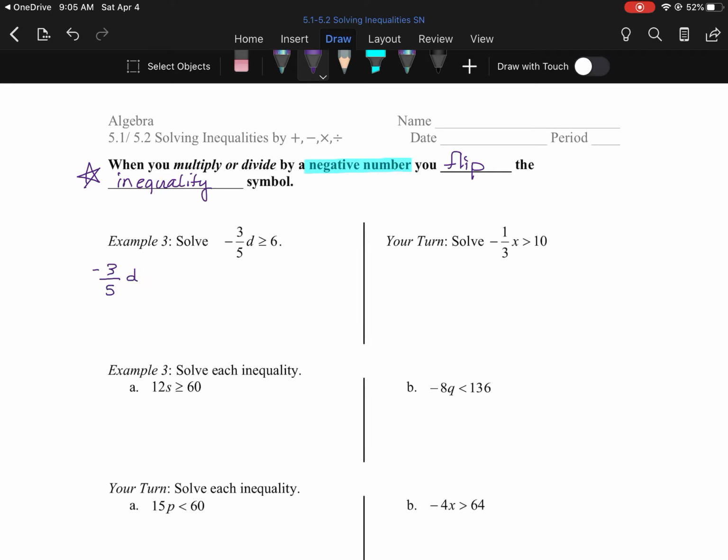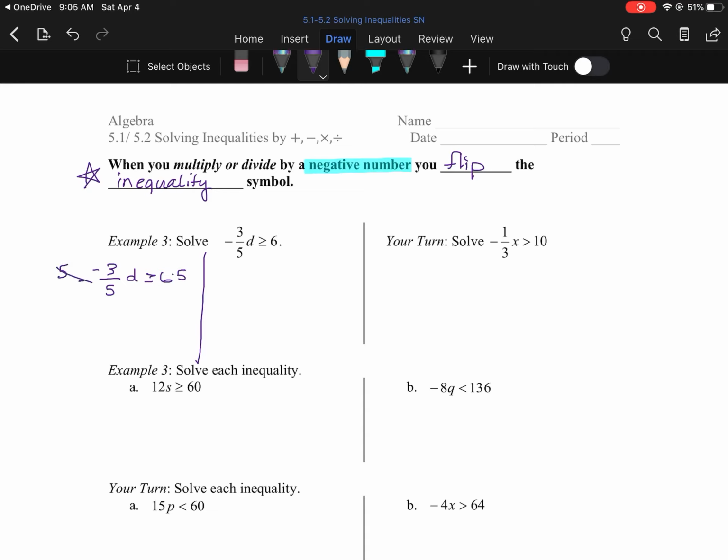So example 3, we have negative 3/5 d is greater than or equal to 6. All right, so there's 2 ways you can do this problem. Some of you prefer to do this in 2 steps. Some of you will want to do it in 1 step. I will do it both ways.